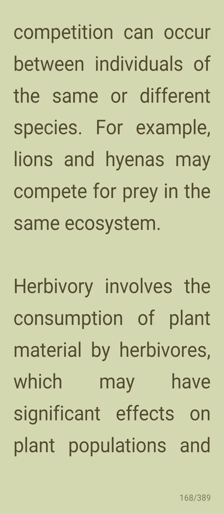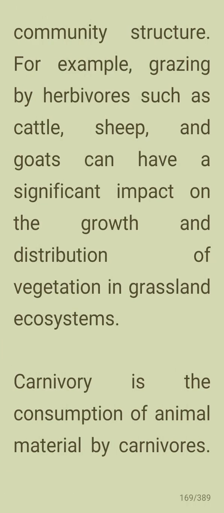So, herbivory involves the consumption of plant materials by herbivores, which may have significant effects on plant populations and community structure. For example, grazing by herbivores such as cattle, sheep, and goats can have a significant impact on the growth and distribution of vegetation in inland ecosystems.